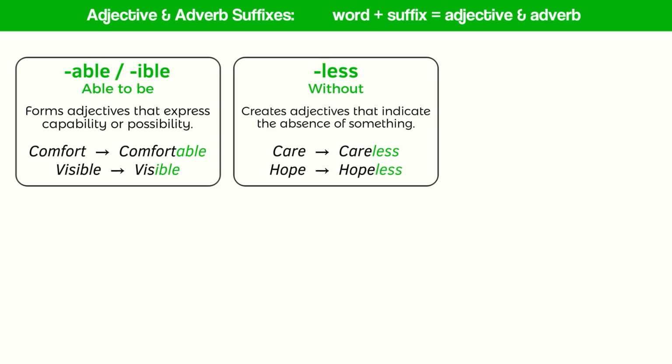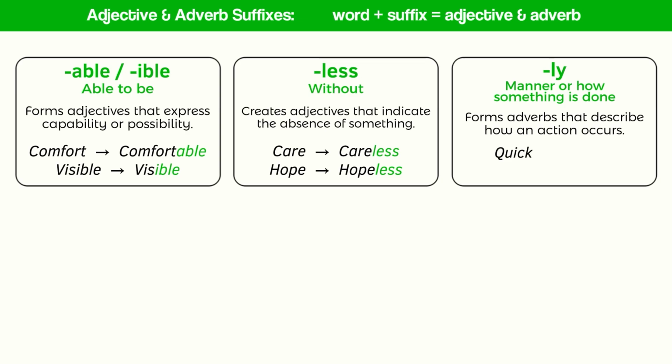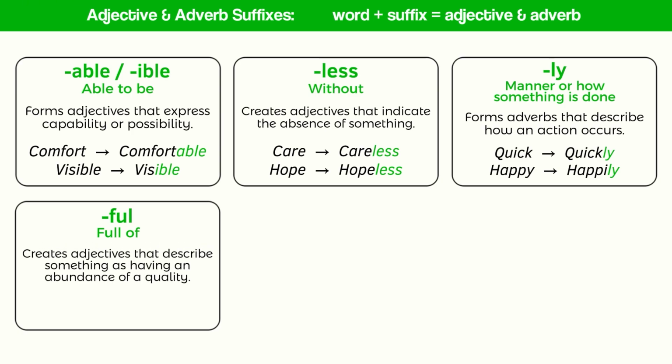The suffix ly means manner or how something is done. Forms adverbs that describe how an action occurs. Examples: quick, quickly; happy, happily. The suffix ful means full of. Creates adjectives that describe something as having an abundance of a quality. Examples: joy, joyful; help, helpful.